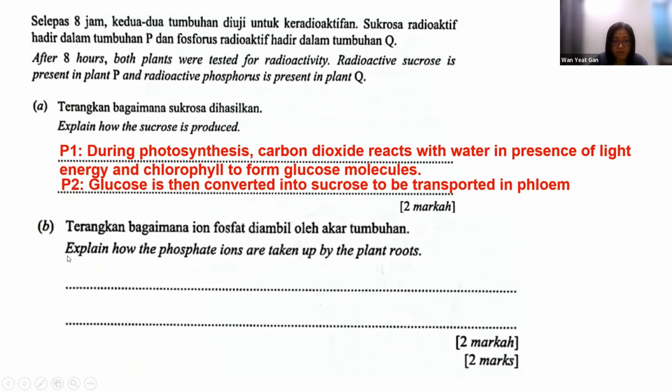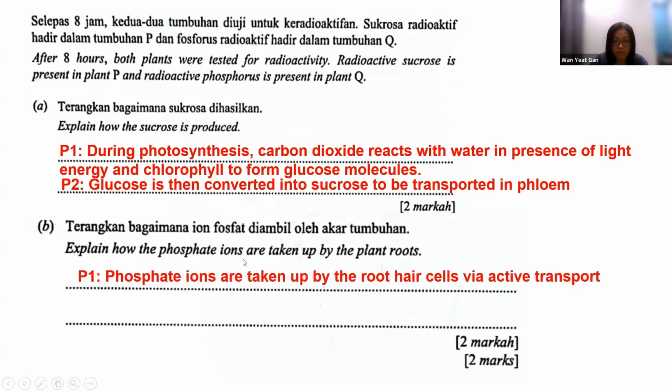Okay, let's look at the next question. Explain how phosphate ion is taken up by the plant roots. Now, this one has to do with chapter 3 of Form 4. You know that all ions are taken up by root hair cells via active transport. So this is in Form 4, chapter 3.